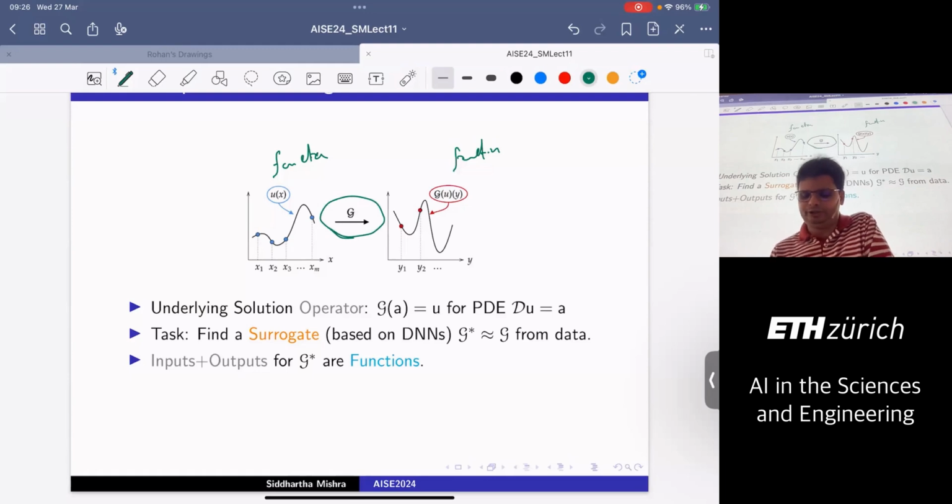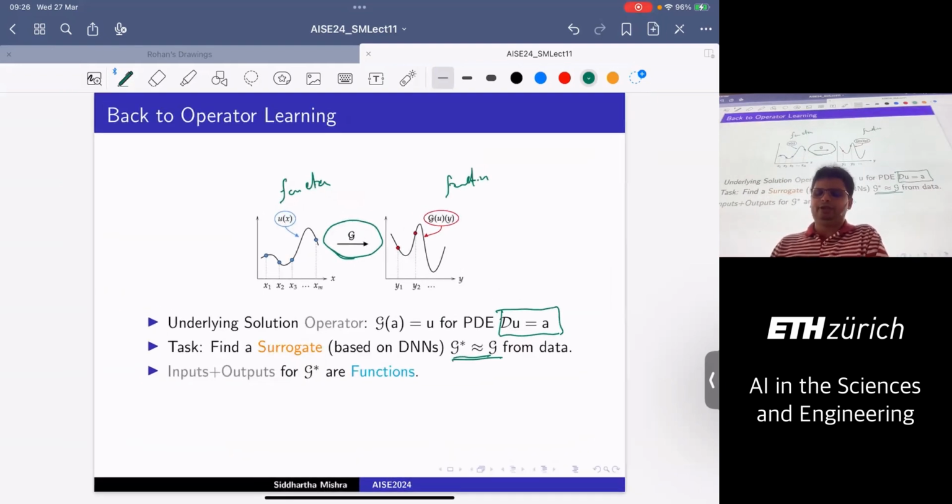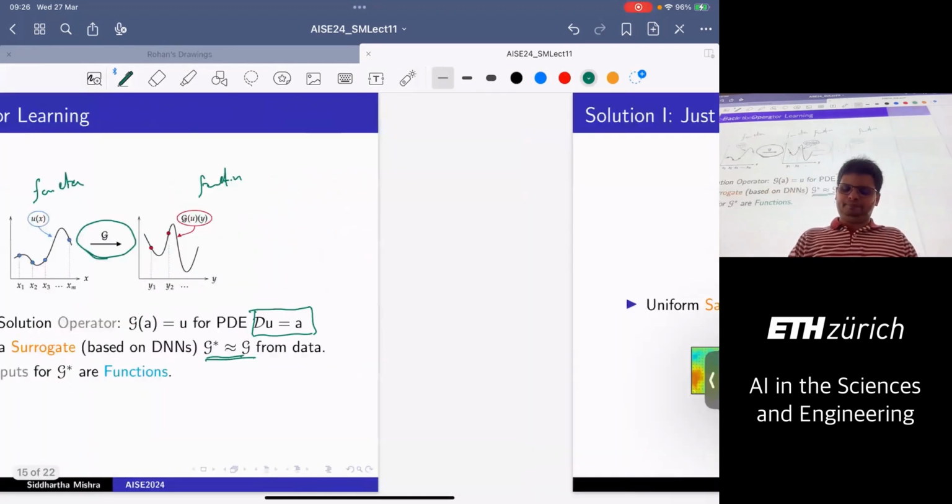Again, this is my abstract PDE. I keep on changing it slightly all the time, but you understand it from context, and the solution operator. So you have to find now a surrogate based on DNNs from the data itself, and you have to deal with functions. There's no way. So we have to do some sort of smarter reduction to finite dimensions, because computation has to be done in finite dimensions anyway, but we have to do something smart. How do we do that?